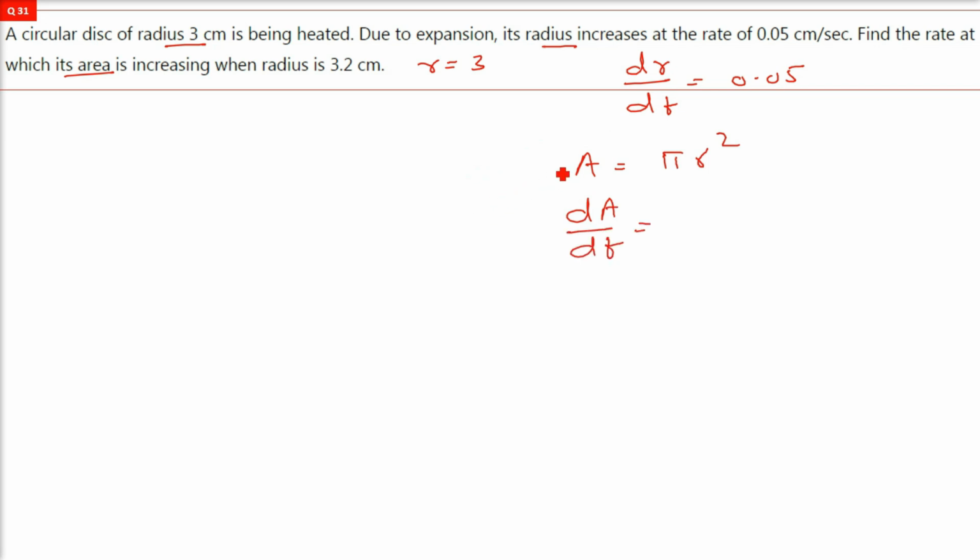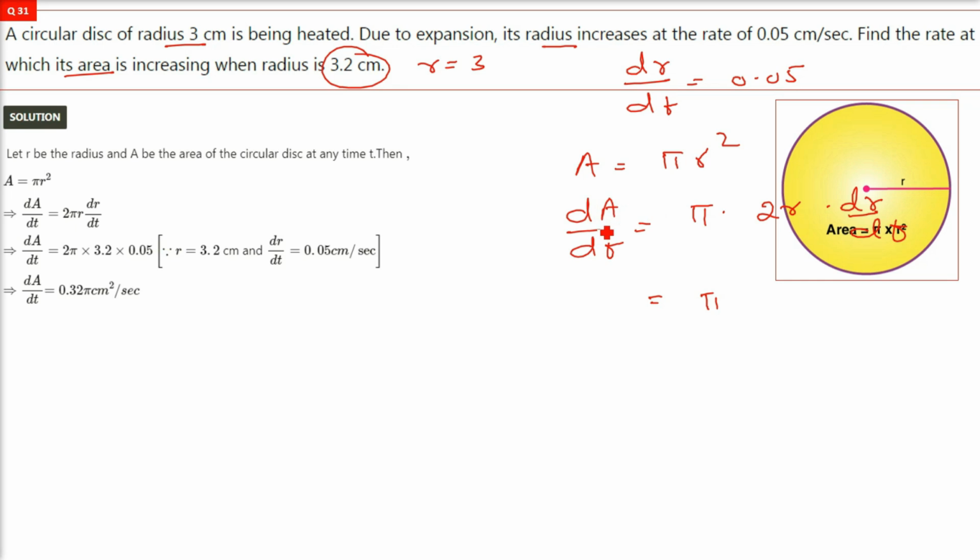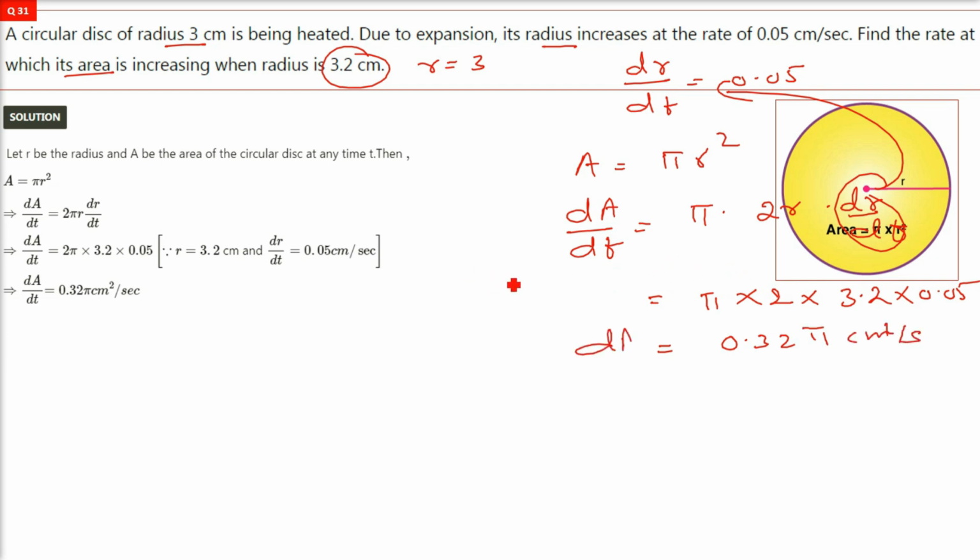So dA by dt will be pi into 2r dr by dt. So 2 pi r dr by dt. When the radius is 3.2 centimeter, let's see. So this is 0.32 pi centimeter square per second, because all the things are given. Those who want to do it by themselves, the answer will be 0.32 pi centimeter square per second, because r is 3.2, dr by dt is 0.05 centimeter per second. This is your final answer.